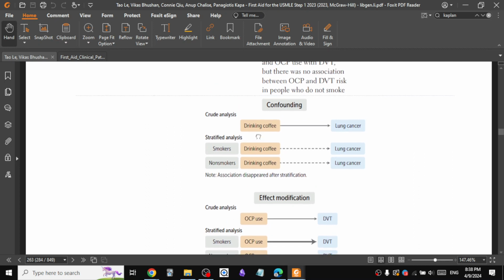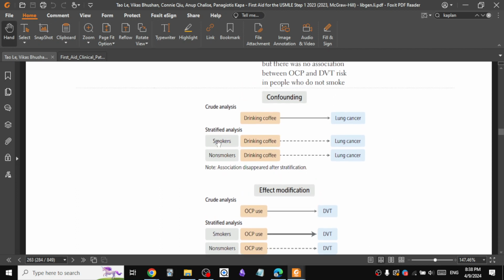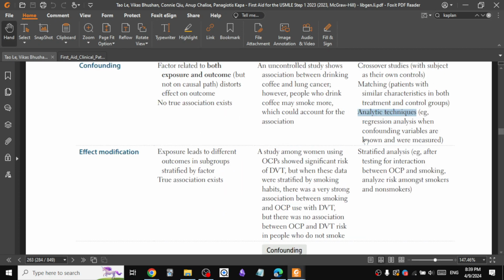In confounding, I think you don't use stratified analysis because this makes more sense, right? If you stratify based on the arguments, what happens is you have smokers who drink coffee, you have no association. You have non-smokers who drink coffee, there's no association. But if you want to actually prove this, a confounder must have been present, right? But in stratified studies you might not find it. Okay, so stratified analysis, that is after testing for interaction between OCP and smoking, analyze risk amongst smokers and non-smokers.